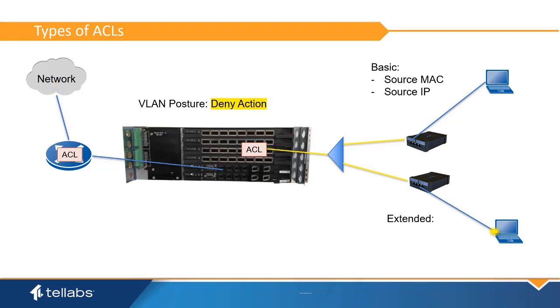Extended ACL filters are typically deny actions and look at deeper packet characteristics, such as Telnet or FTP. If an ACL contains only deny actions, the default action of the VLAN should be permit. That way, all traffic is permitted unless the ACL prohibits it.